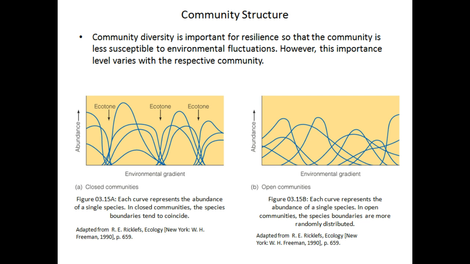And these figures show both closed and open communities. The closed communities on the left, you can see the ecotones place sharp boundaries on which species inhabit each community or ecosystem. On the graph on the right, the boundaries in open communities are more randomly distributed and much more overlap occurs. The graph on the right is in general what we see most of the time, and the graph on the left is what we see part of the time when we can find these sharp ecotones or changes in environment.